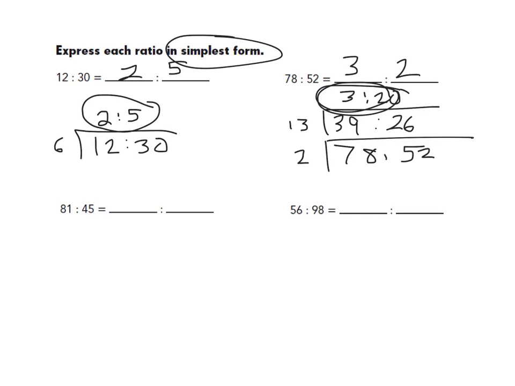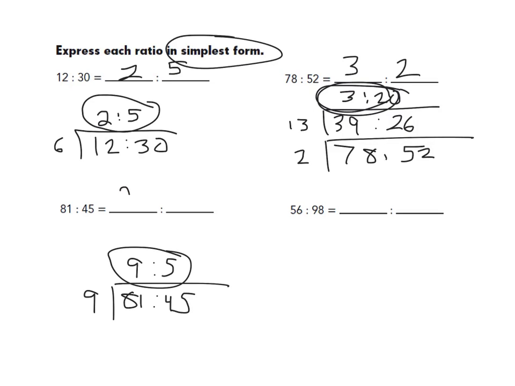Try the two below this, then we'll go on to some harder ones. If you try the next ones, 81 and 45, they are very clearly divisible by 9. It leaves me with 9 and 5, and 9 and 5 are already relatively prime, so they are in their simplest form. It's a ratio of 9 to 5.